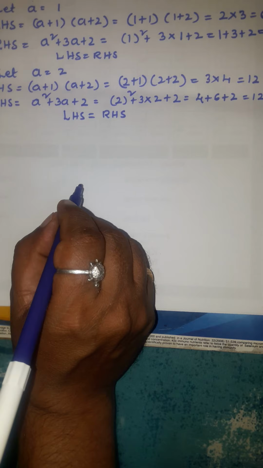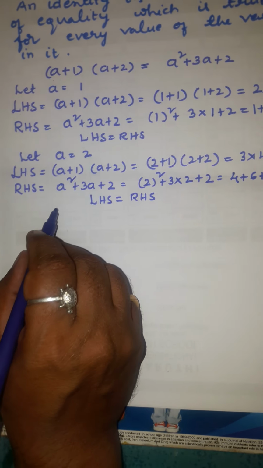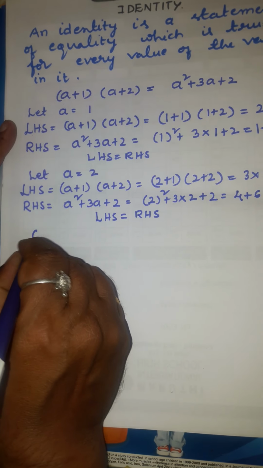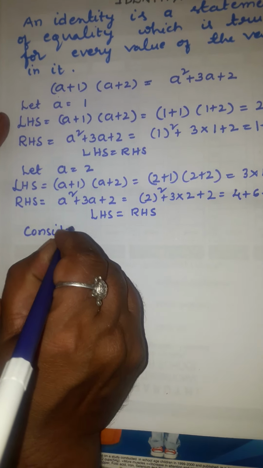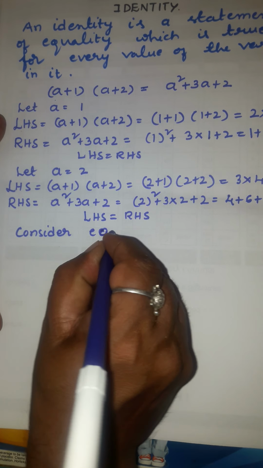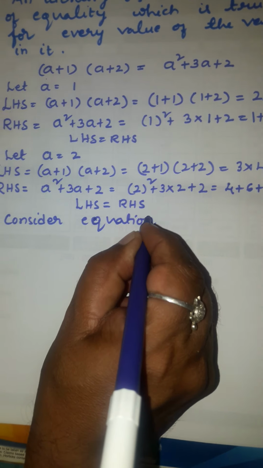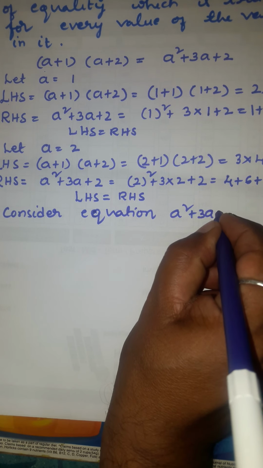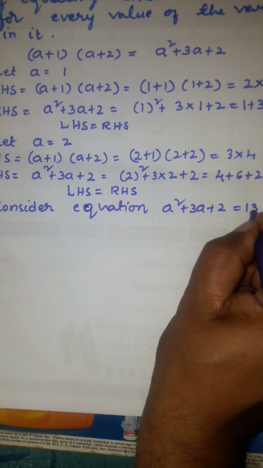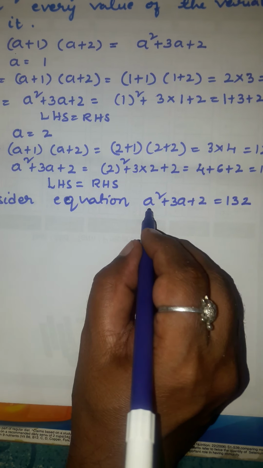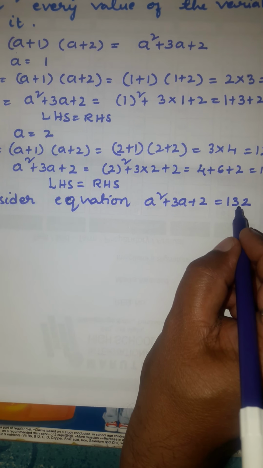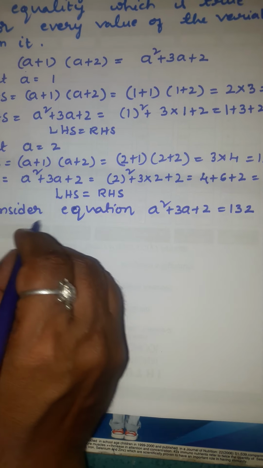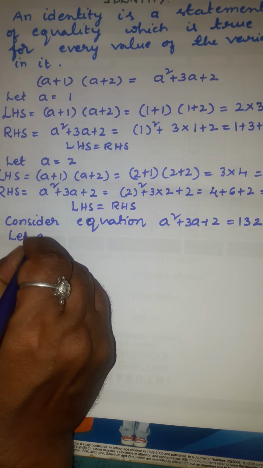Now observe another statement of equality. Let us check whether it is an identity or not. Consider the equation a square plus 3a plus 2 is equal to 132. This statement of equality is true for only certain values. Which is that value? Let a is equal to 10.